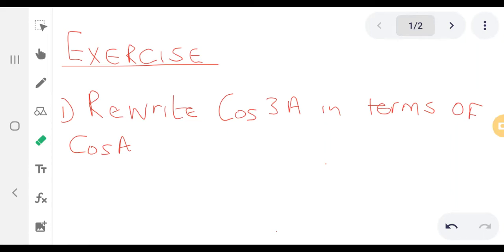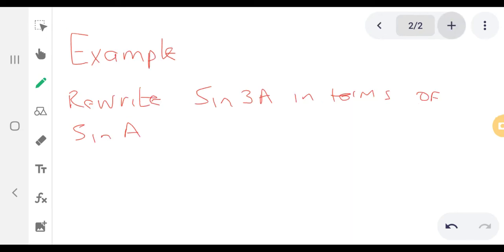Hi guys, in our video today we're going to be looking at how to rewrite when we're given an angle bigger than a double angle and then we need to write it in terms of a single angle. Now we'll come back and do the following exercise together. First, let's look at our example.